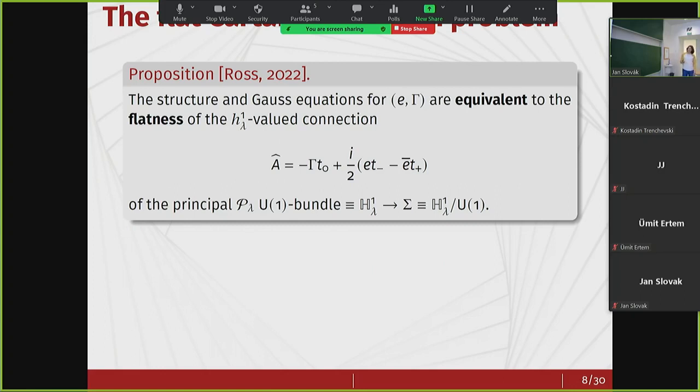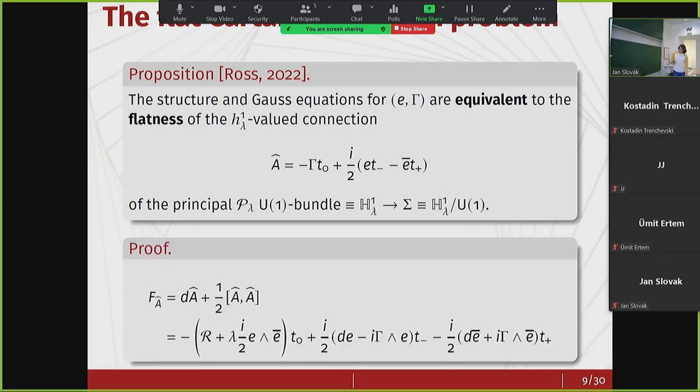For that reason, we are in the setting of Cartan geometry, where we are dealing with a U1 bundle, and the connection that we are defining on the bundle is not U1 valued, but actually takes values in the full Lie algebra, okay? And again, just remember that lambda is such that all the cases can be described in exactly the same way. The proof is quite easy. We just compute the curvature of this connection, we get this expression, and the proposition is telling us that the two equations that I showed you before translate into the flatness of this connection, okay?